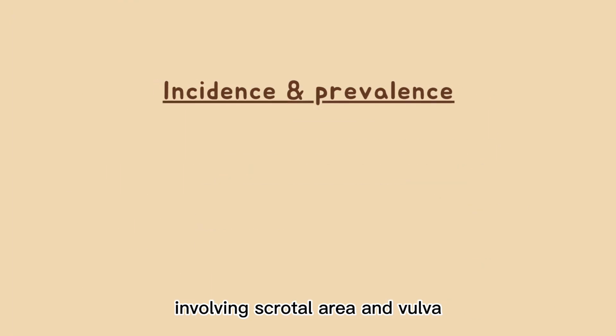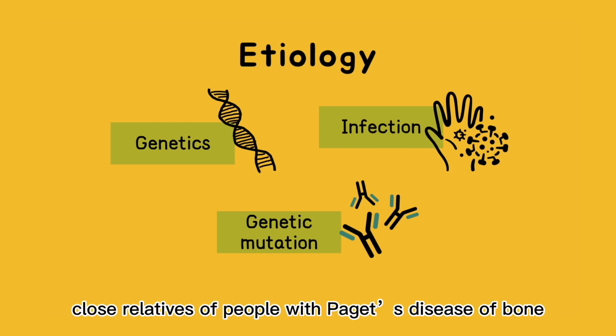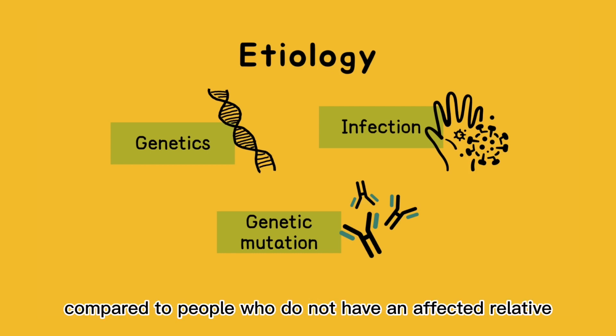the scrotal area and vulva. For etiology, it is actually uncertain, but there are some factors that may be the cause. The first one is genetics. It is said to run in families. According to some studies, close relatives of people with Paget's disease of bone are 7 to 10 times more likely to get the disease compared to people who do not have an affected relative.